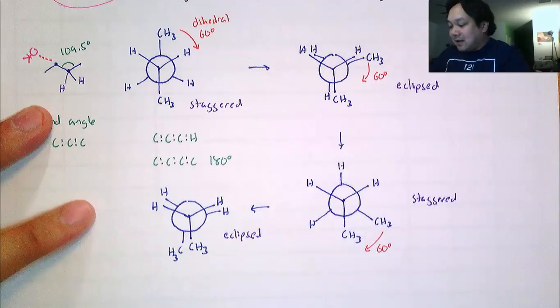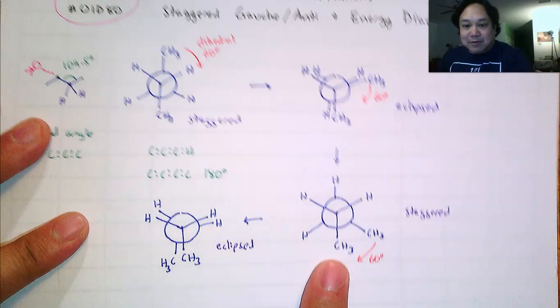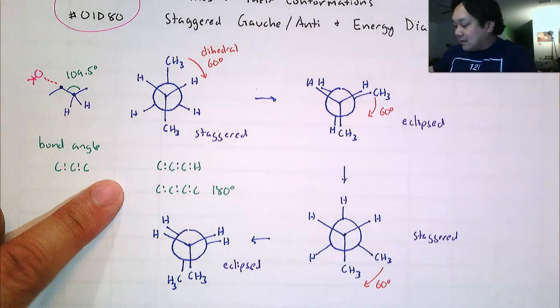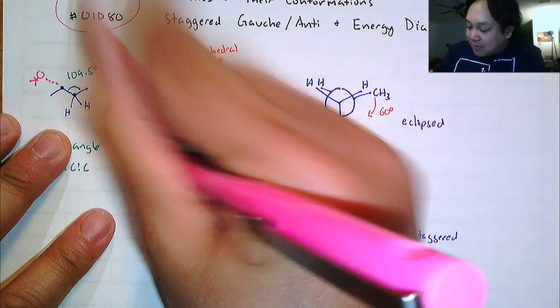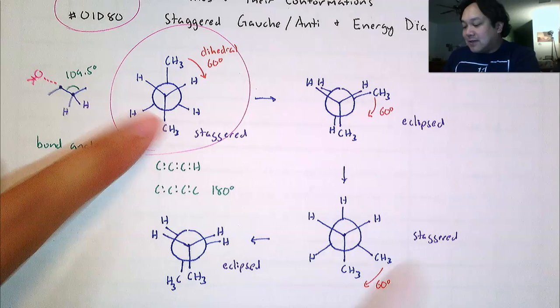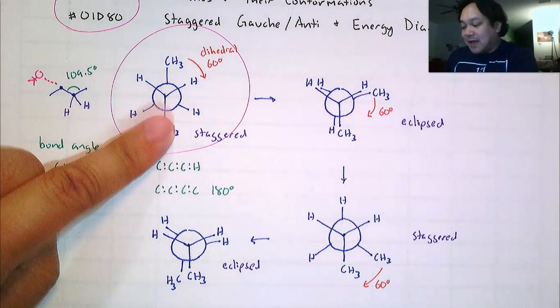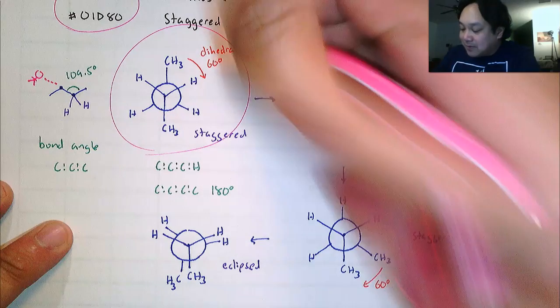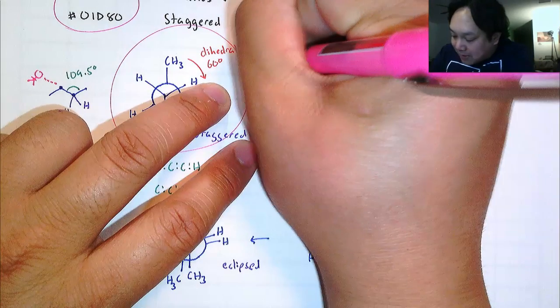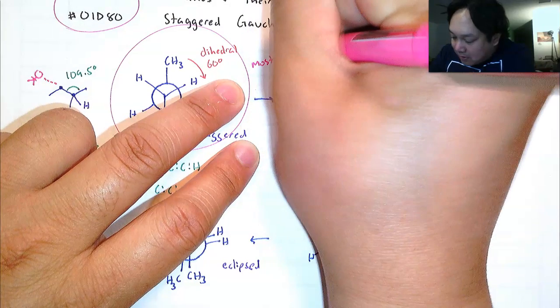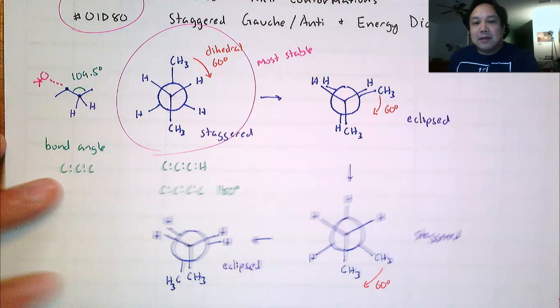So the main point for now is that this is less stable. Okay. This is the most stable. Staggers are more stable than eclipse, and this stagger that I'm pointing out is more stable than this one. This is the most stable. But what is the strain?